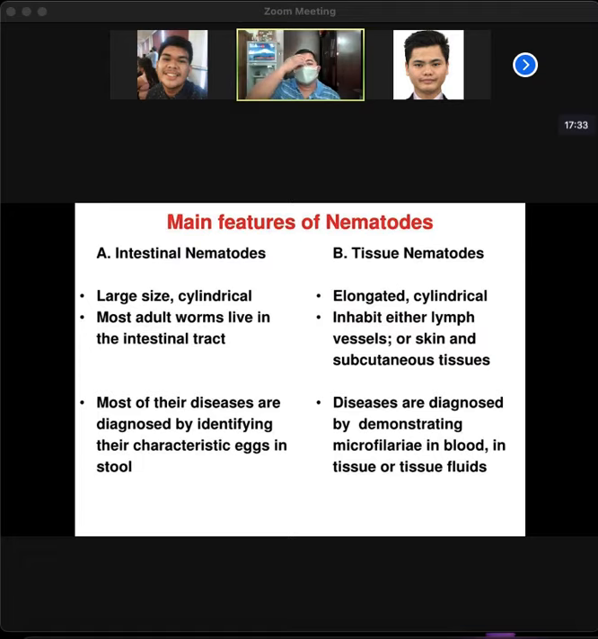What are the main features of the nematodes? They are divided into two: the intestinal and the tissue nematodes. Most of the intestinal diseases are diagnosed by identifying the characteristic eggs in the stool. For the tissue nematodes, we demonstrate microfilariae in the blood or in tissue fluids. So take note of the difference.